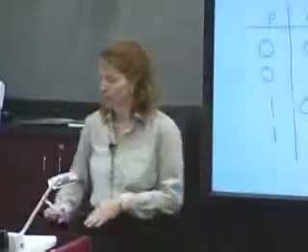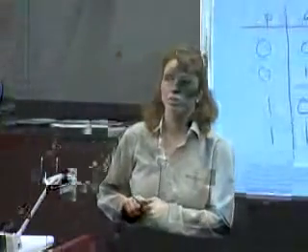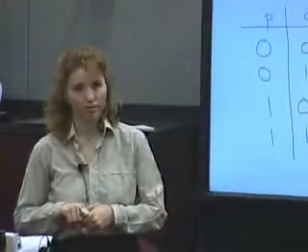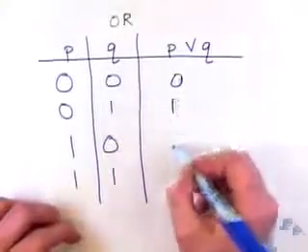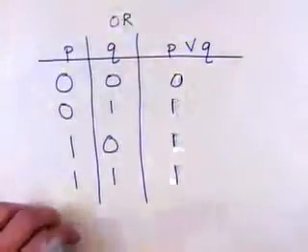So I put all the false values for P, the true values for P, and then I alternate 0, 1, 0, 1 for Q. We're going to make larger truth tables in a minute, so you'll see how we'll do that. Okay, so when is P or Q true? Either of them is true. When either one of them is true, or when both of them are true, right?